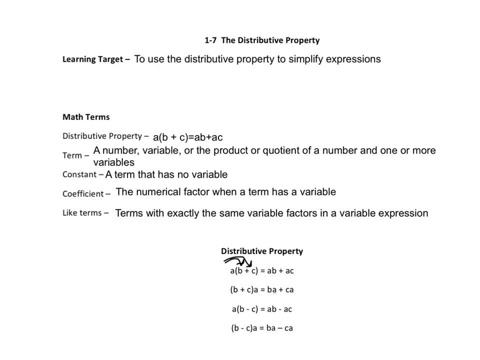The same thing, if the A is on the right-hand side, we still want to distribute it to the B and the C. And we have B times A plus C times A. When we have subtraction, it's still exactly the same thing. We just have subtraction instead of addition. So we want to share that A with everything inside the parentheses. So we have A times B minus A times C. And again, when it's on the right-hand side, we still have B times A minus C times A.